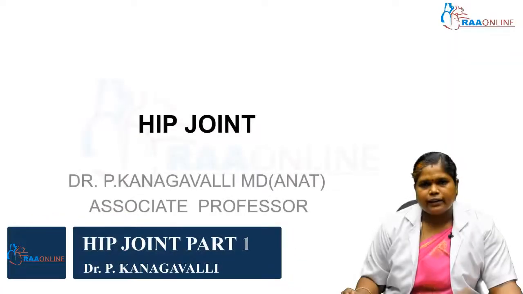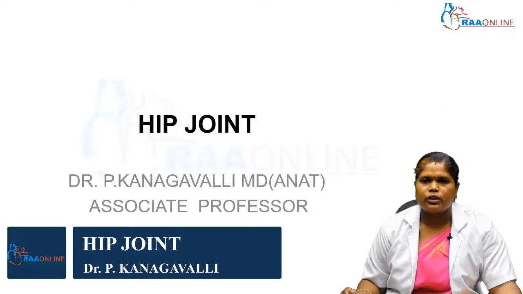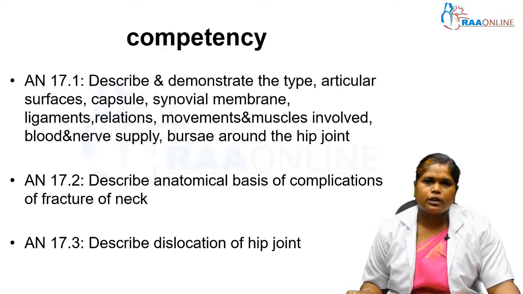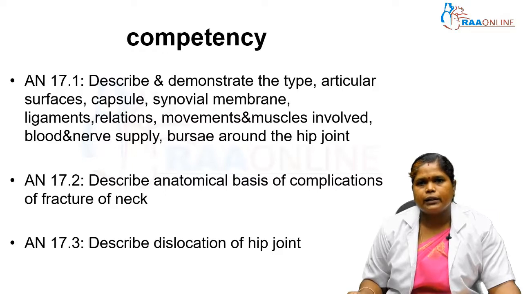Welcome to Raaonline. Today we will discuss a joint, the most important joint of our body, that is the hip joint. So the first competency for today's topic is to describe and demonstrate the type, articular surfaces, capsule, synovial membrane, ligaments, relations, movements and muscles producing movements, blood and nerve supply, and bursa around the hip joint.